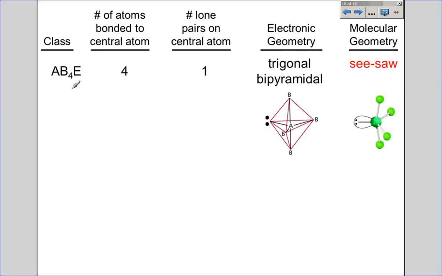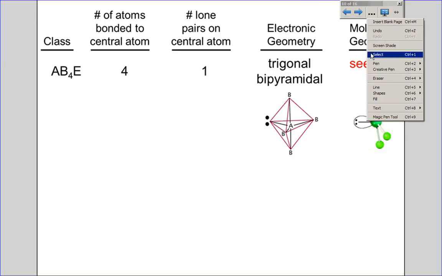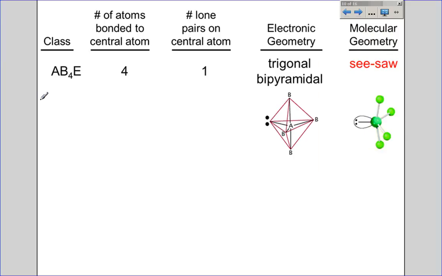In our next class, AB4E, we have 4 atoms attached to the central atom and 1 lone pair. So again, we have an electronic geometry that is going to be trigonal bipyramidal, because we have a total of 5 electron pair domains around the central atom.